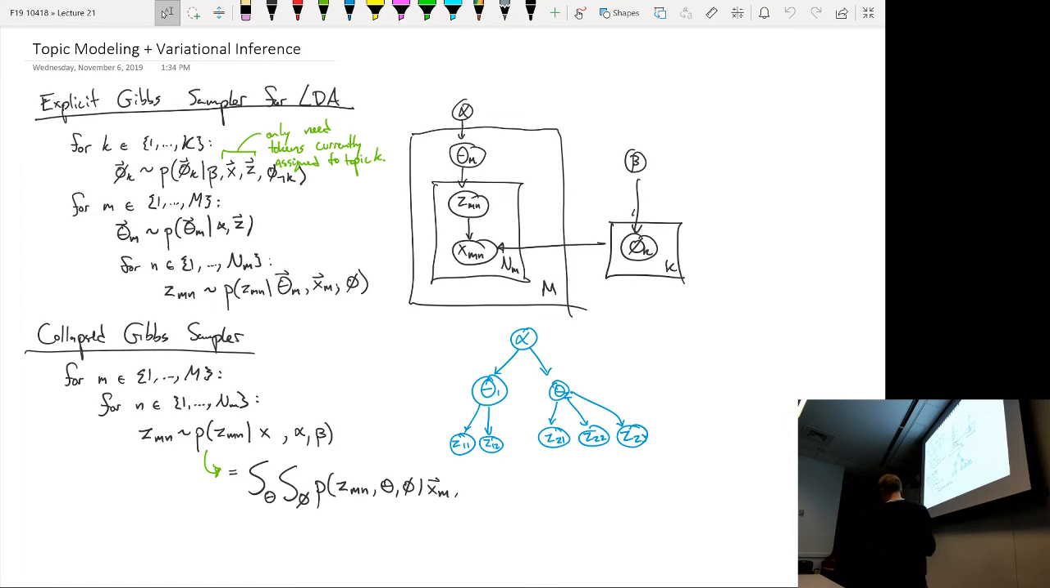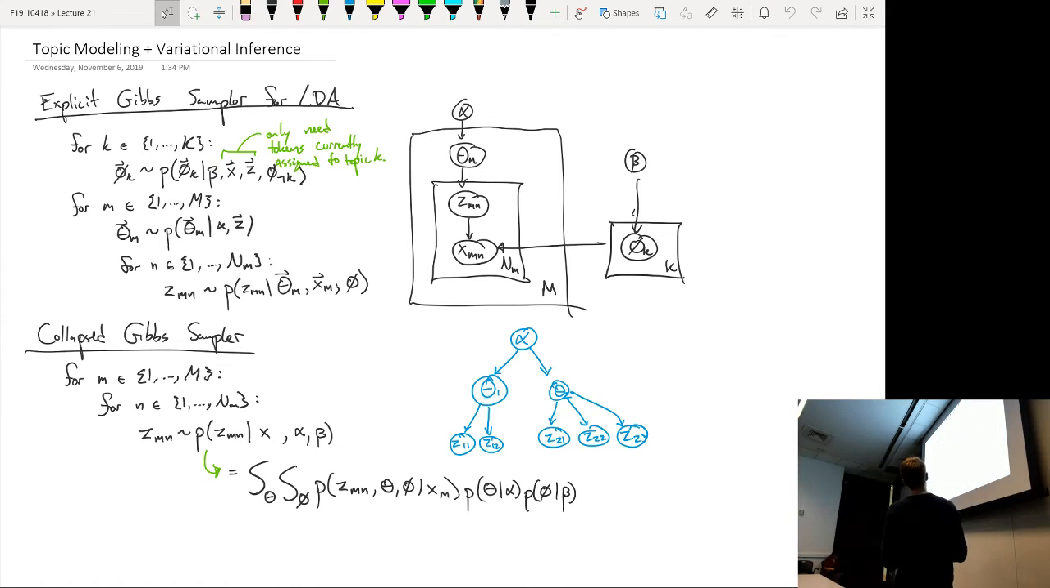So here, this joint distribution is going to couple, because we're going to have the probability of z_mn, phi, theta times the probability of theta given alpha times the probability of phi given beta, integrating over d theta and d phi.